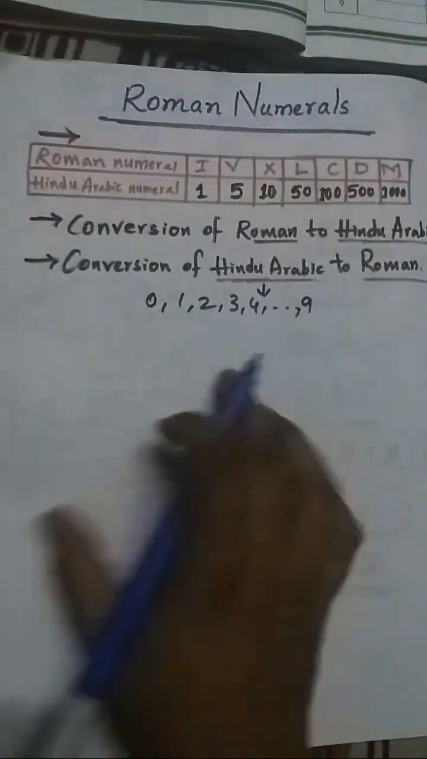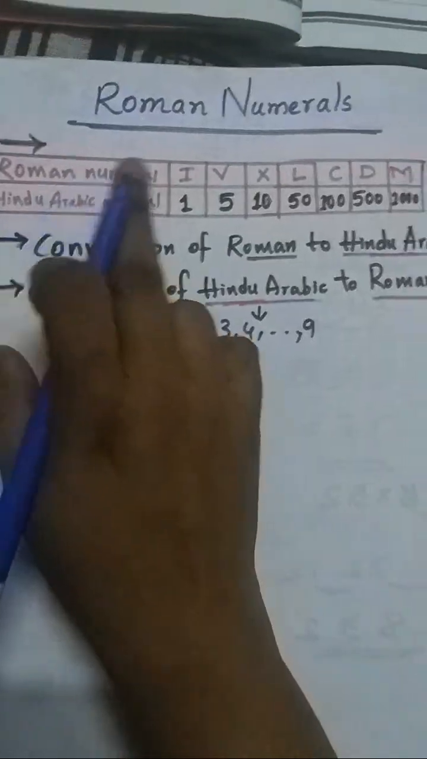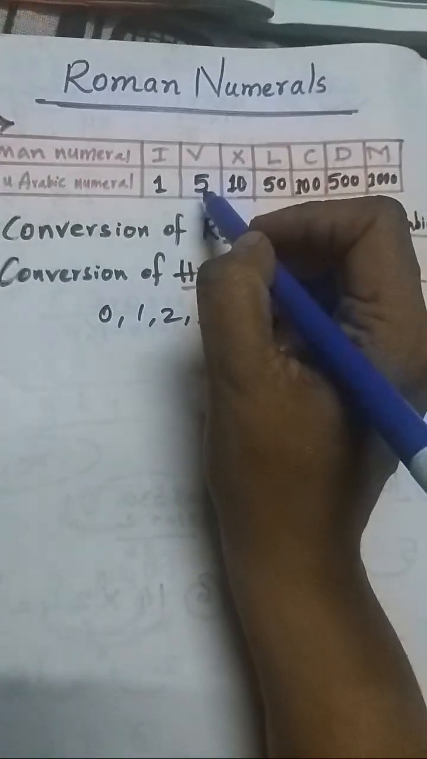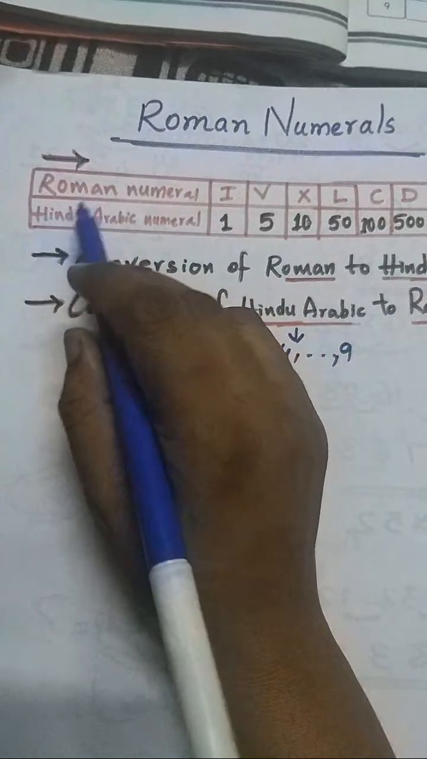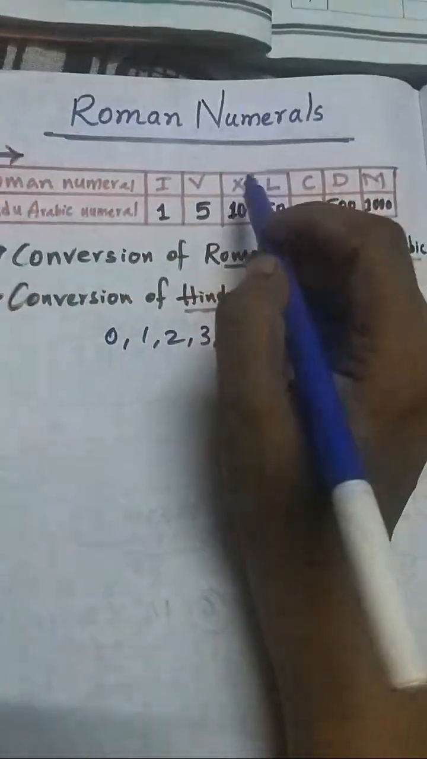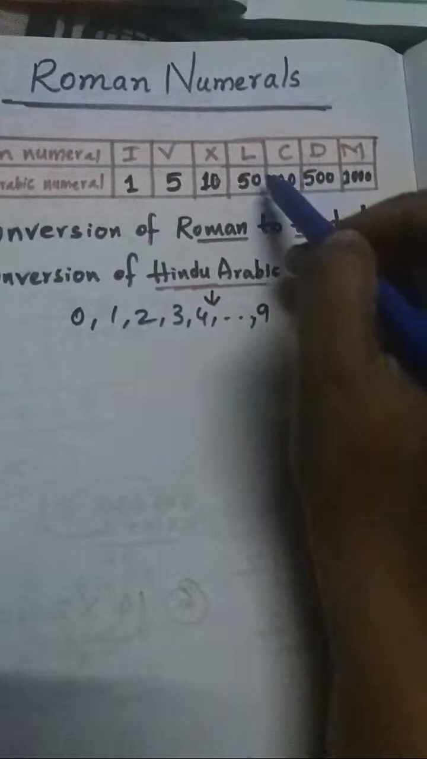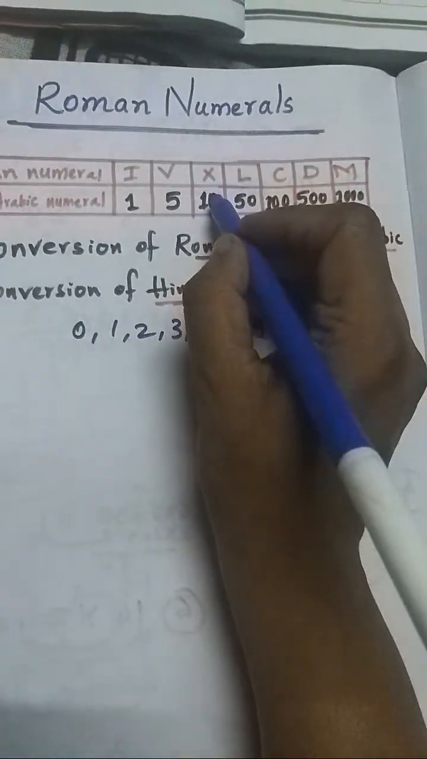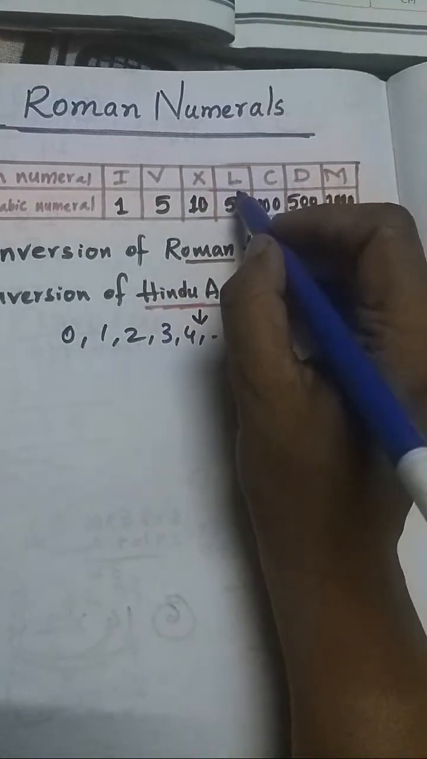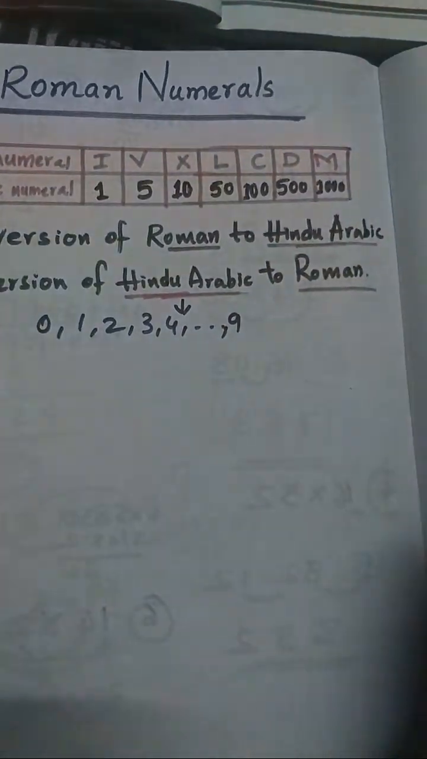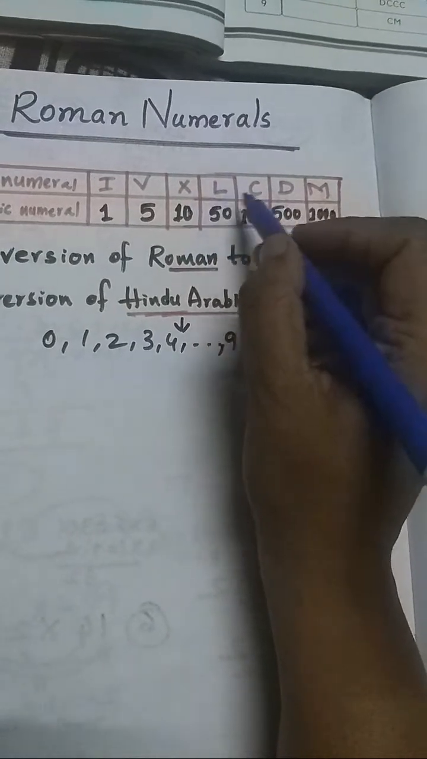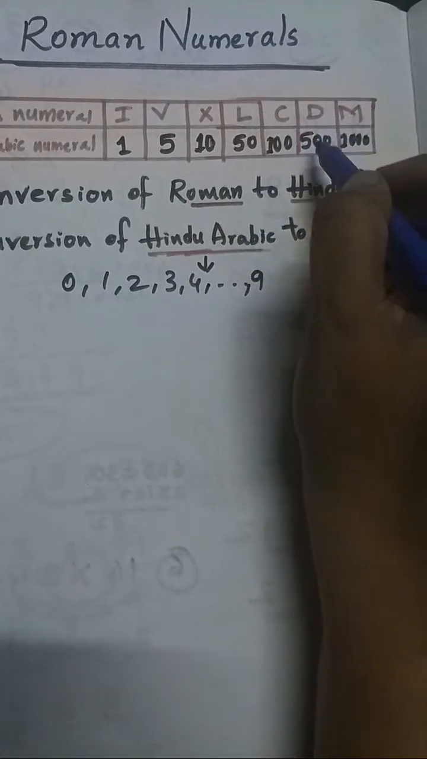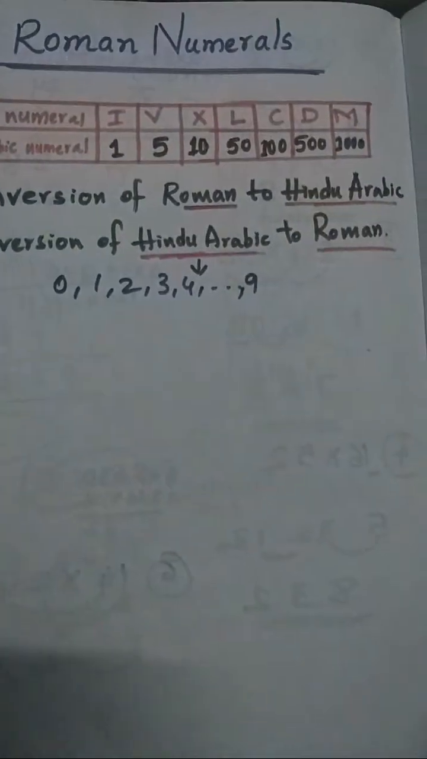Here I am going to show you this chart, where we call I as 1 and V as 5 in Hindu Arabic numerals. So Roman numerals are here. X means 10. We already know these values, we already learnt them in our classes. L, C, D, M are new numbers in Roman numerals, and L means 50 here, C means 100, D means 500, M means 1000 here.